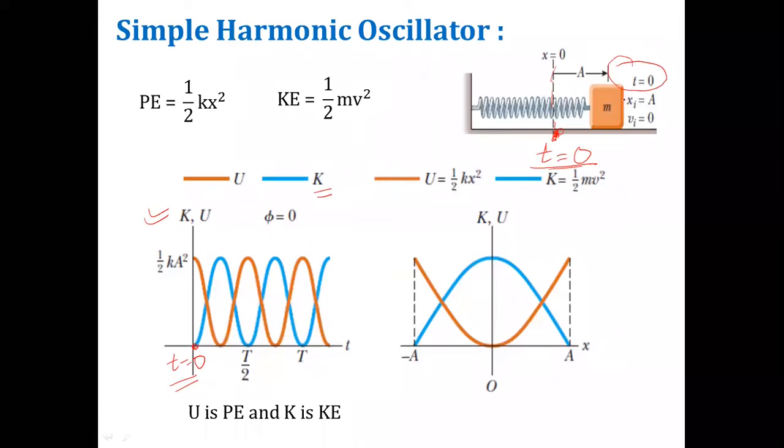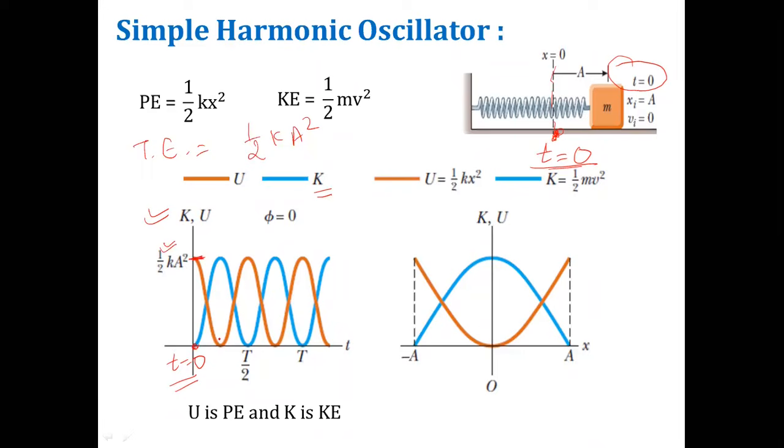Now, let's talk about this particular case. When your time is equal to 0, you started your clock from here, your displacement was equal to your amplitude and your initial velocity would be 0 at this point. So your total energy, we said, is equal to 1 by 2 k a square. So at this point, all the energy is in the form of potential energy. There is no kinetic energy.